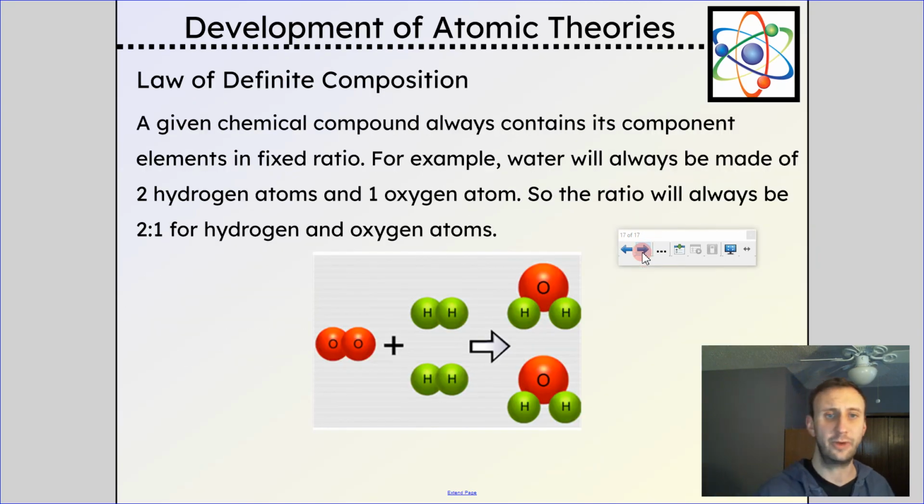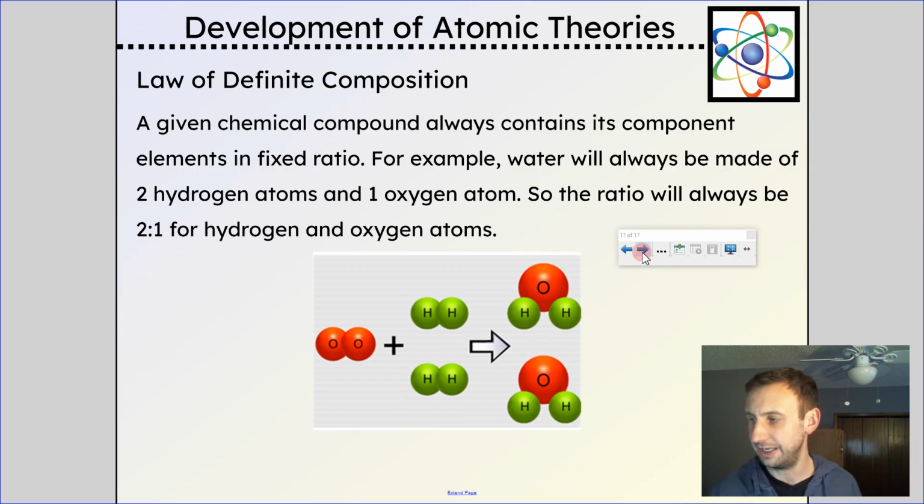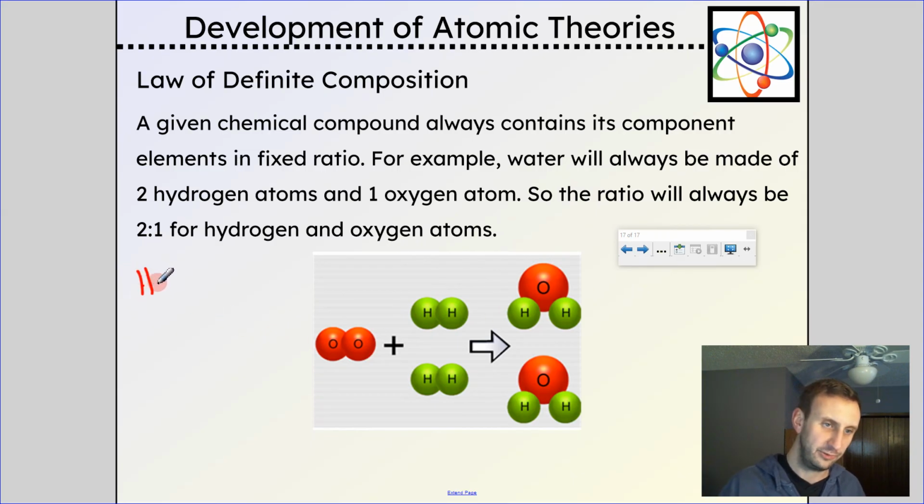The other law that I want you to learn right away is the law of definite composition, and that's that a given chemical compound always contains its component elements in a fixed ratio. So it's always going to be a certain amount of one element compared to the other element. So for example, for water, it's going to be H2O. So I have 2 hydrogens and 1 oxygen. And that's how I make water. It's always going to be a 2-to-1 ratio.